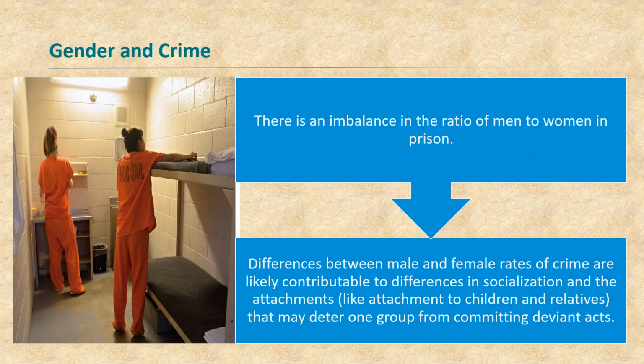Gender in crime. It often seems that there's an imbalance in the ratio of men to women in prisons. Now, it is theorized that the difference between male and female rates of crime are likely attributable to differences in socialization and attachment, like attachment to children and relatives, that may deter one group from committing deviant acts as opposed to another gender group.